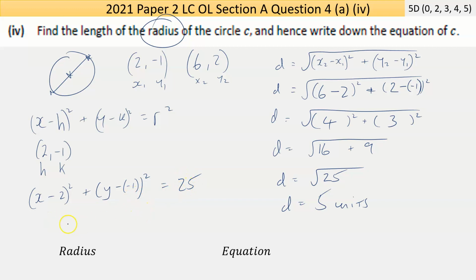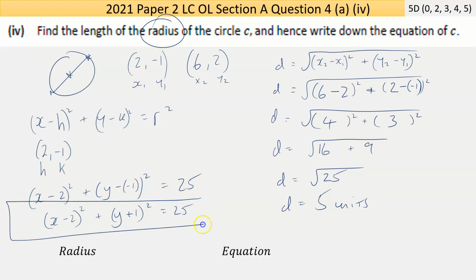I should rewrite it. The minus by a minus here changes to a plus. So let's rewrite our equation: (x minus 2) squared plus (y minus a minus, so plus 1) squared is equal to 5 squared, which is 25. And that's my perfect answer.